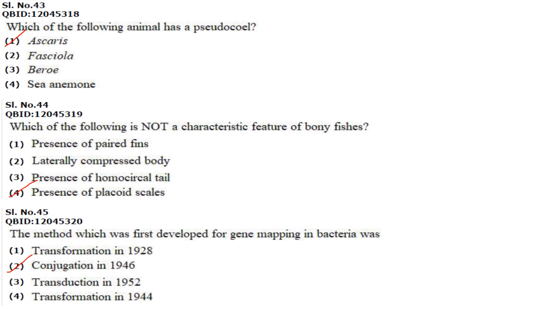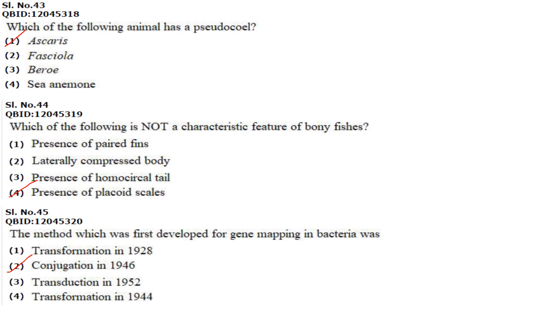Presence of paired fins, that is characteristic. Laterally compressed body, that is also characteristic. Presence of a caudal tail, that is also characteristic. Presence of placoid scales, that is not a characteristic of bony fishes. They have cycloid, ganoid and teleost scales, not placoid scales. So the answer here is option 4.